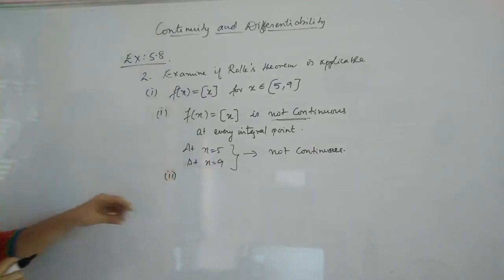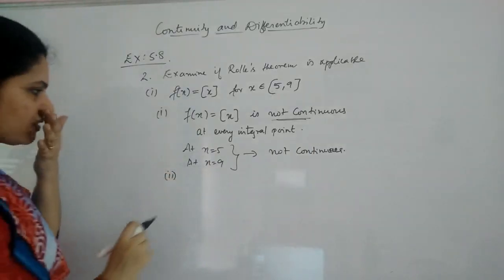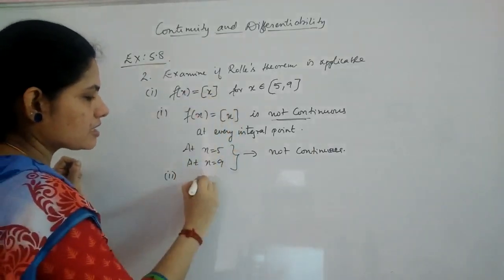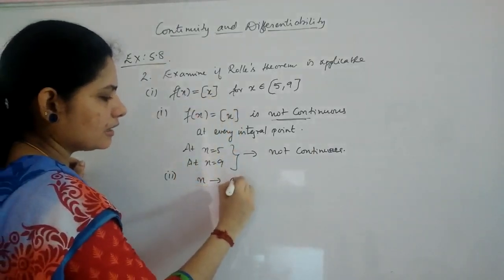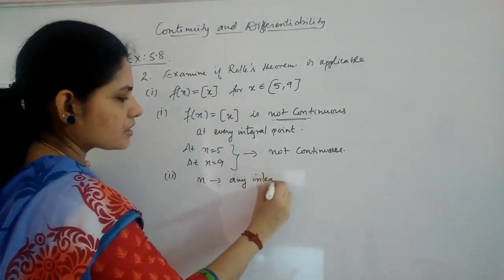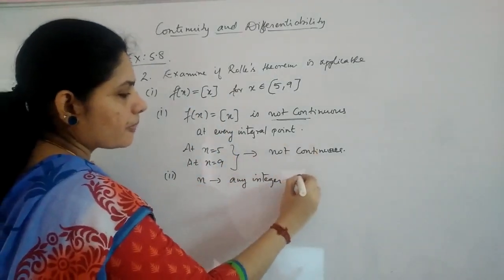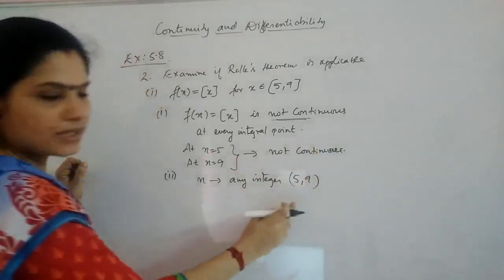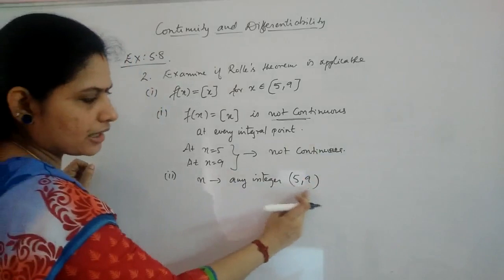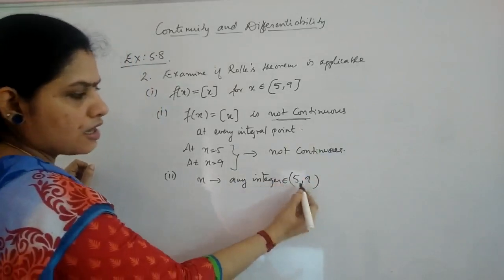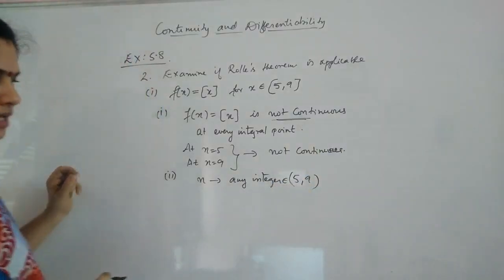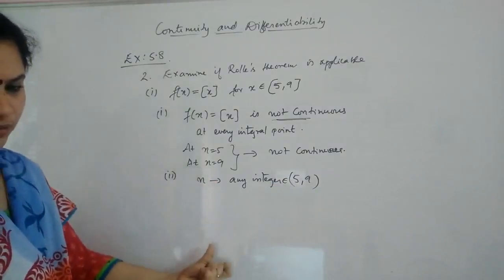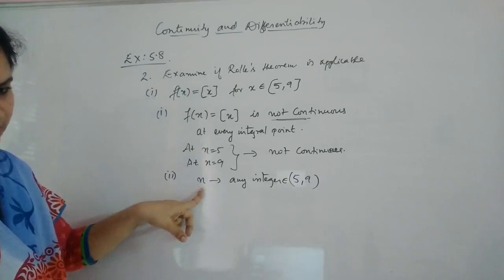Now, what is the second point? It should be differentiable, right? For differentiability, how do we check for this greatest integer function? Suppose we take n to be any integer, and that integer should be lying between 5 and 9, because for differentiability you are checking in the open interval. So we are taking any integer in the open interval 5 comma 9. It can be either 6 or 7 or 8. So separately we need not show, we can just show in general.